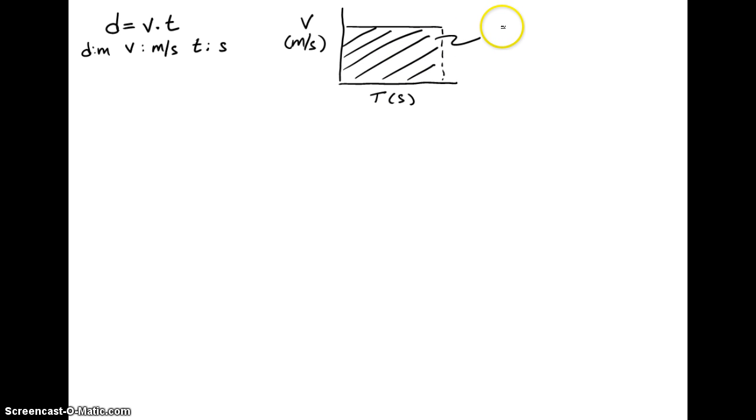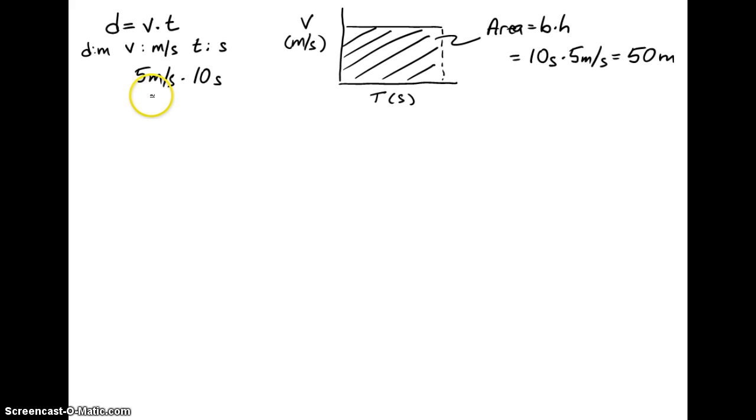And let's notice that for a rectangle, the area is the base times the height. Let's put some units in there. We'll assume that maybe we're traveling at 5 meters per second for 10 seconds. We'll put it into this formula as well. 10 seconds being the base, 5 meters per second being the height, I've gone 50 meters. Guess what? The area of that is, I can take my seconds, cancel them, I have 50 meters.